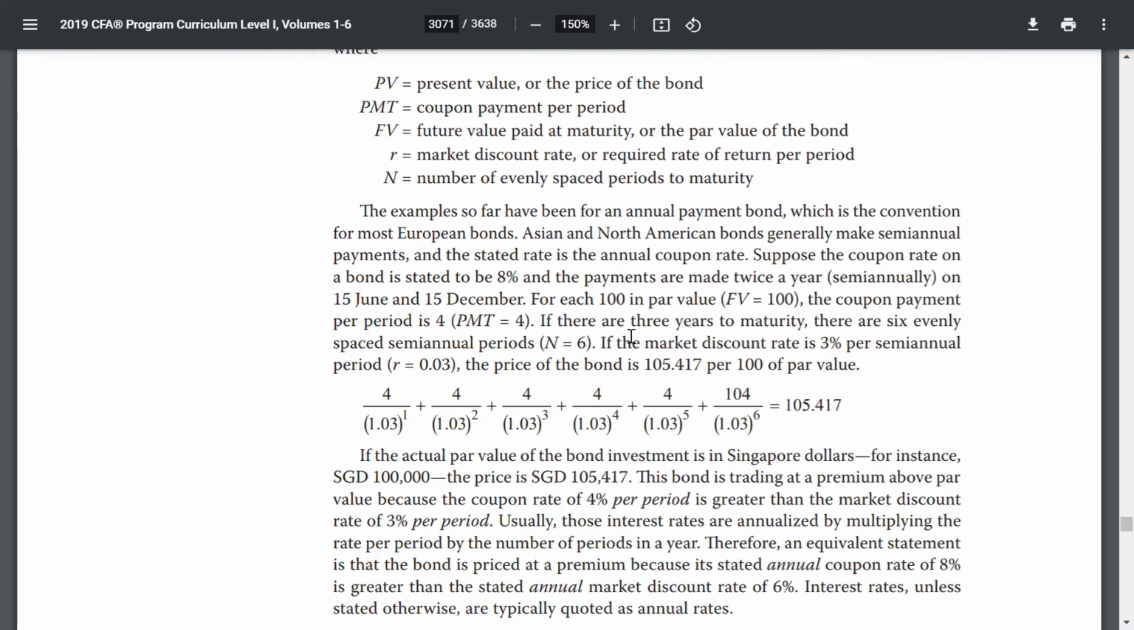The examples so far have been for an annual payment bond, which is the convention of most European bonds. Asian and North American bonds generally make semi-annual payments, and the stated rate is the annual coupon rate. Suppose the coupon rate on a bond is stated as 8%, and the payments are made twice a year, semi-annually, on the 15th of June and December.